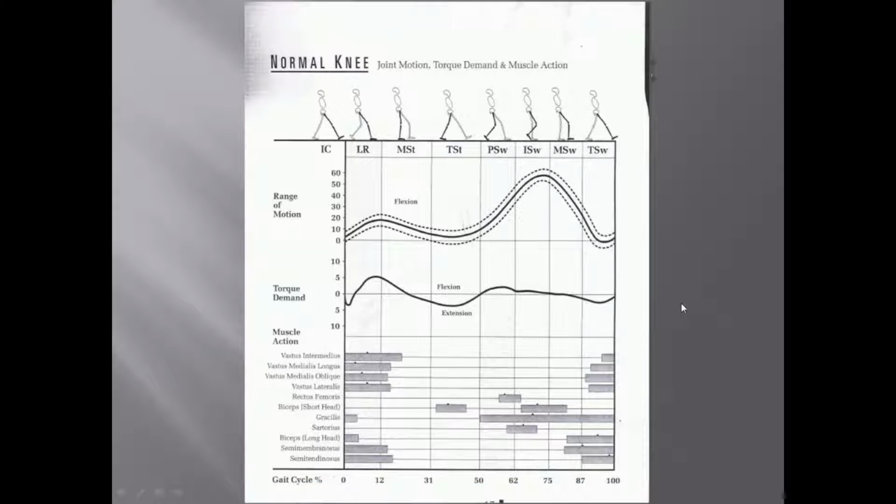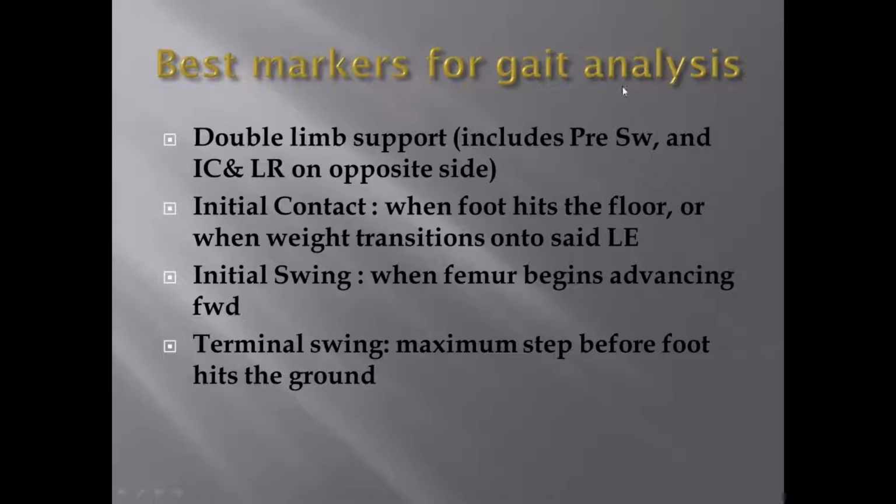Okay, so we're going to move on now, and we're going to take a look at just a quick thing. Remember, our best markers for gait analysis are those periods of double limb support. This is just review from the last one. Initial contact is when the foot actually hits the floor. It may not be the heel, it may be the forefoot, maybe the lateral border, but that's what initial contact is, or when weight transitions over onto that side. Initial swing, we demarcate that with when the femur actually begins advancing forward. And the reason I use these definitions is because, again, as I said before, patients don't look anything like normal. And then terminal swing is when we achieve the maximum step length before the foot hits the ground.